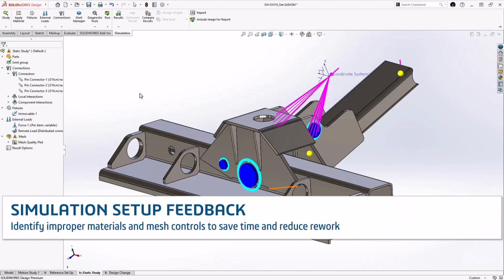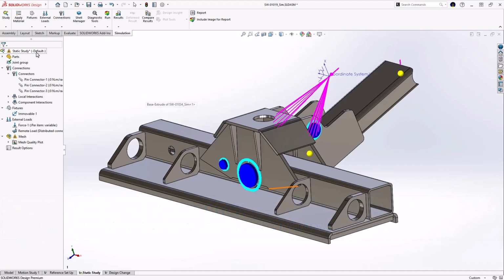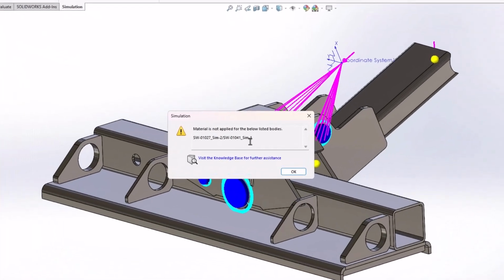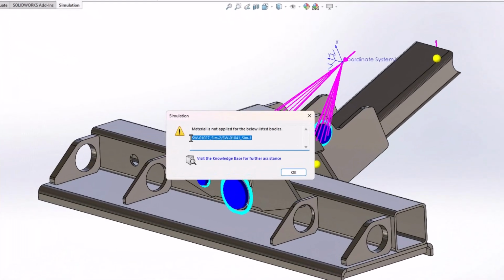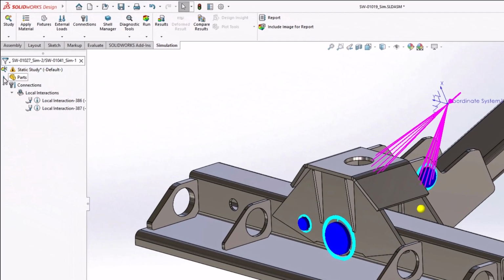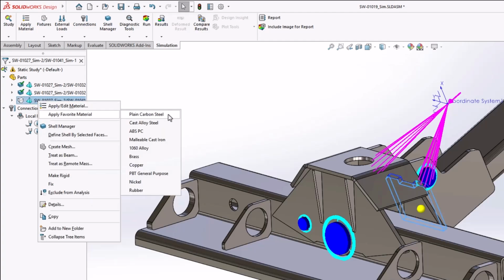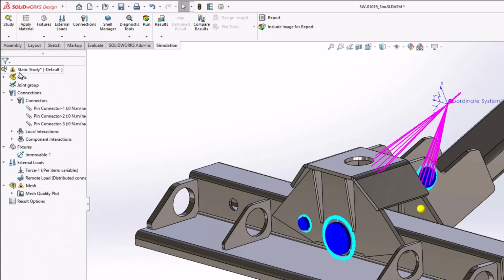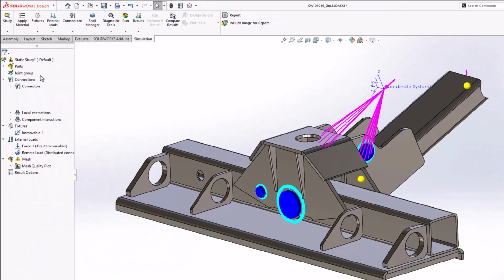On running the study, it looks like something is missing. This study isn't fully defined. In Simulation 2026, the error dialog now tells you exactly which body is missing a material or which mesh control caused the issue. This makes it much faster to fix setup problems, especially in large studies with many components.